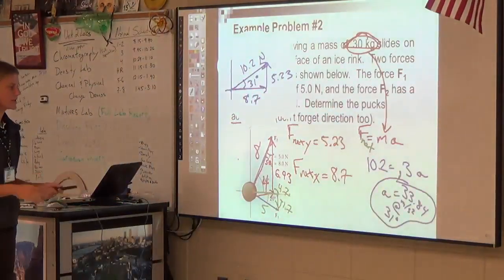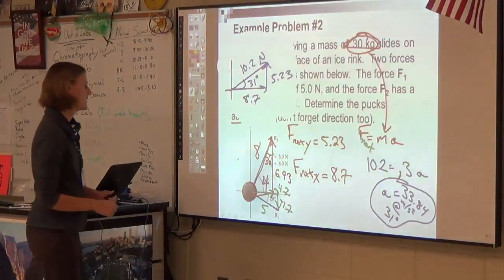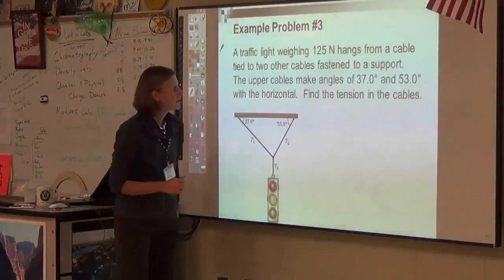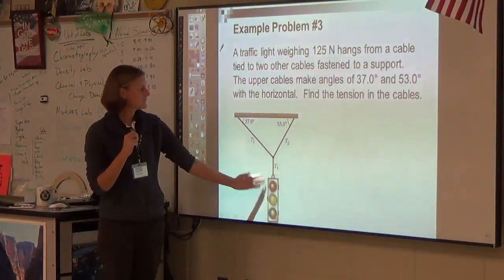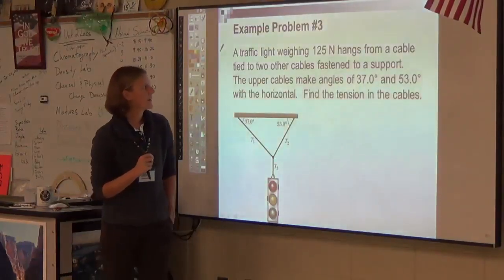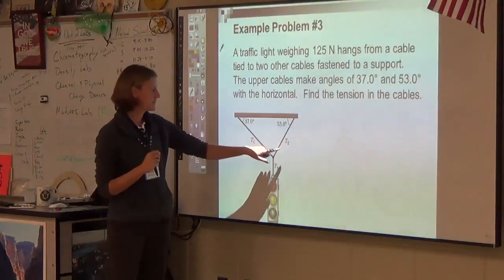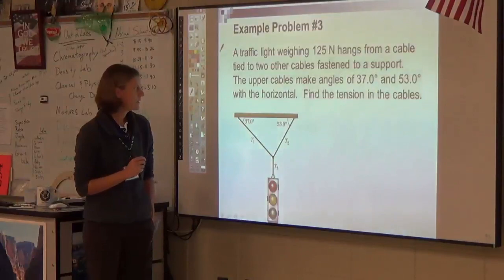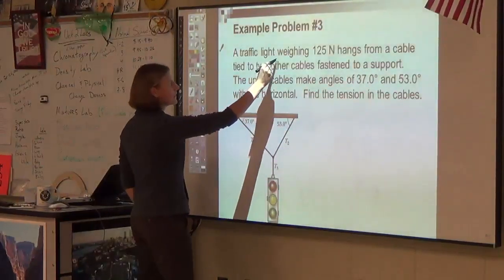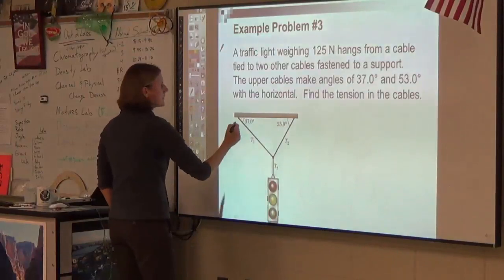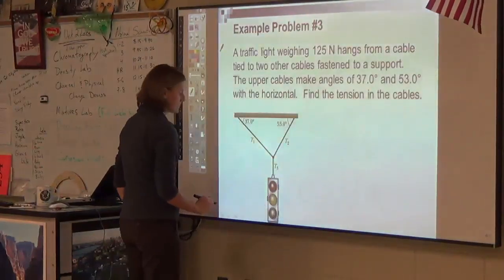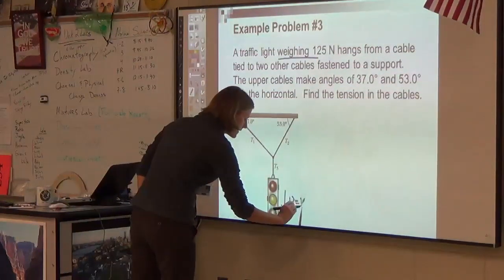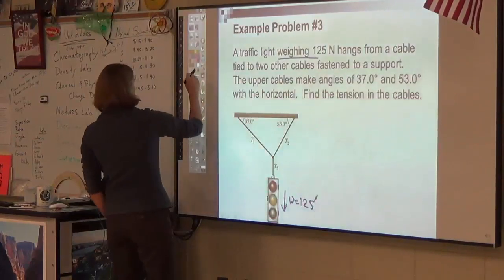Okay, that's another good vector one, but I really want to do the next one since that will help with a good free body diagram. All right, we have our traffic light set up like so. It has a weight of 125 newtons, and these cables make these angles. Find the tension in the cables. And I'll throw on here weight of 125, maybe. You're going to need a little more room for this one.